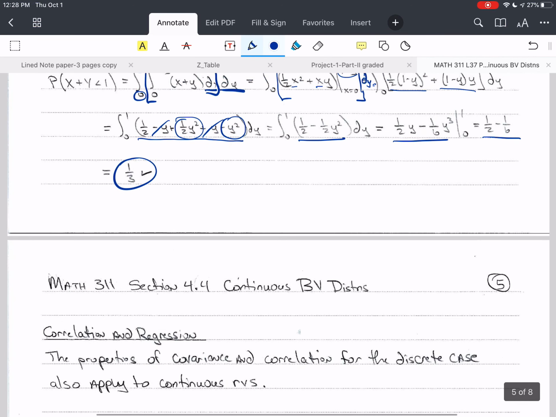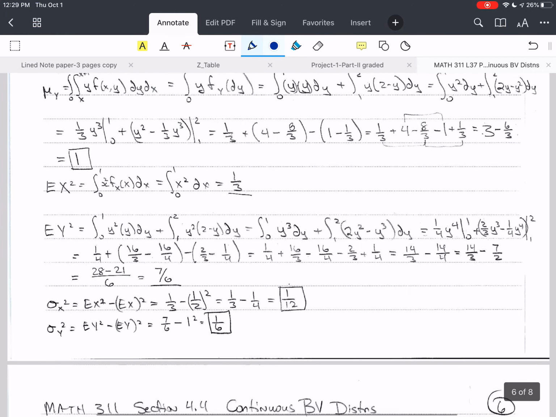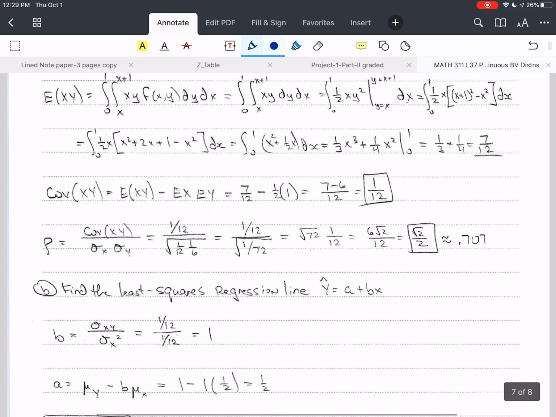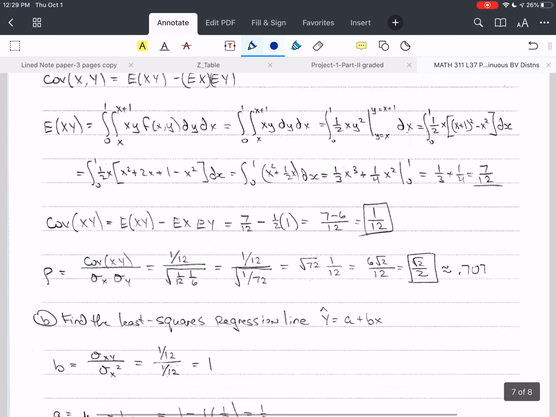So I want to mention, and I will pick up here next time, that the correlation and regression, the properties of covariance and correlation for the discrete case are the same as they are for the continuous case. The only difference is that we switch summations to integration. Okay, so that's all the time we have for this video, so I will pick up here next time and do that other example.